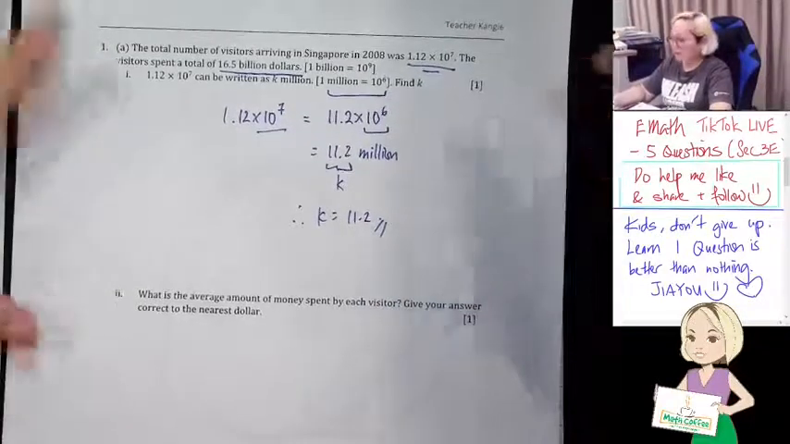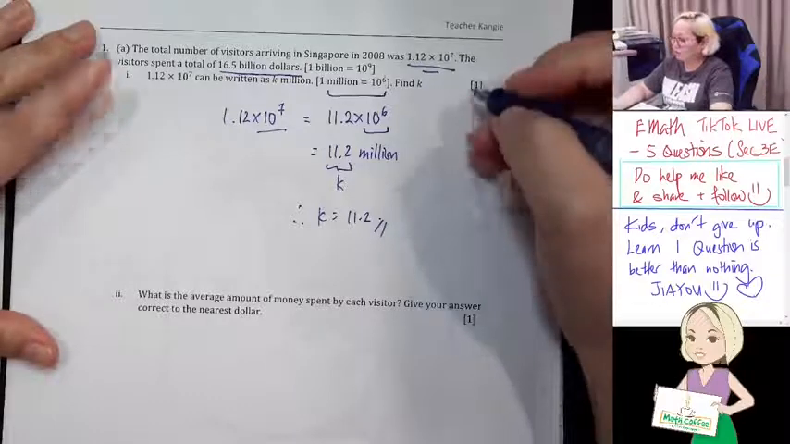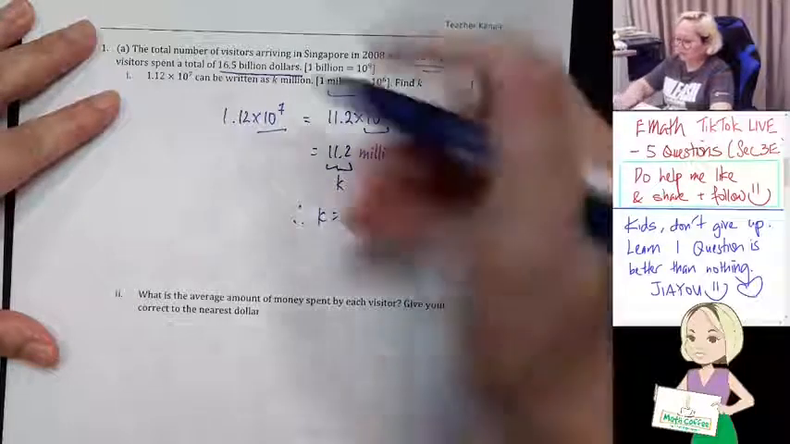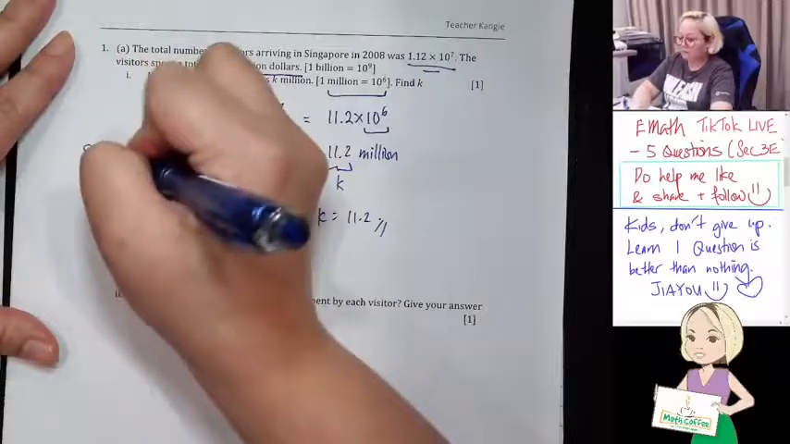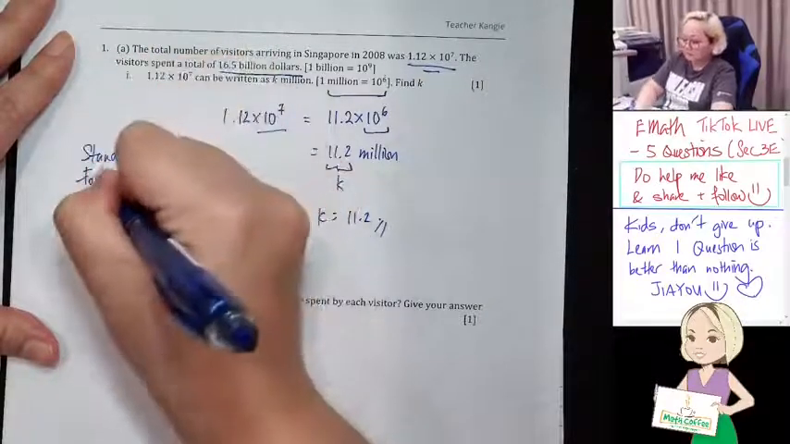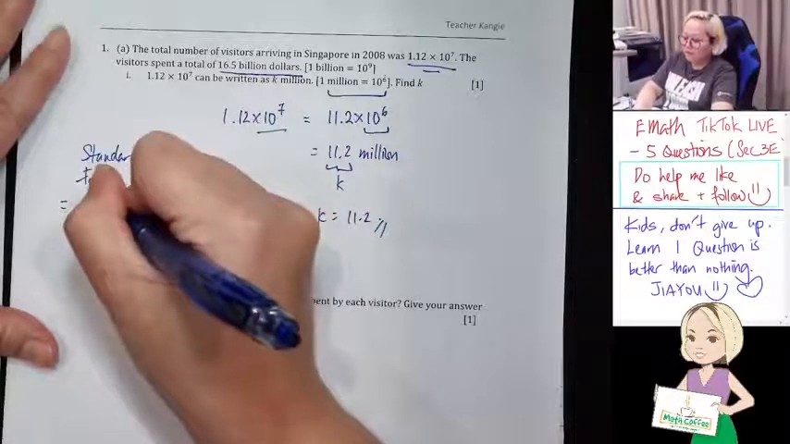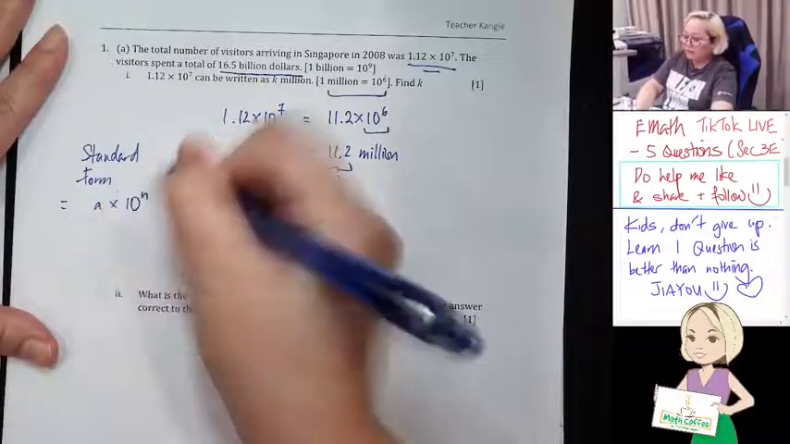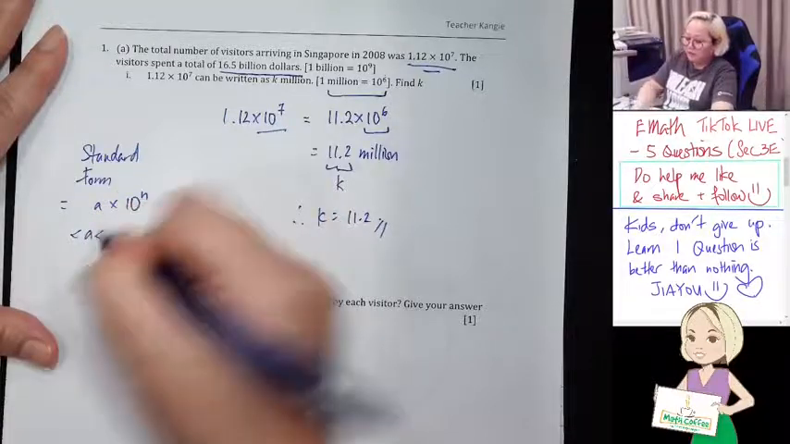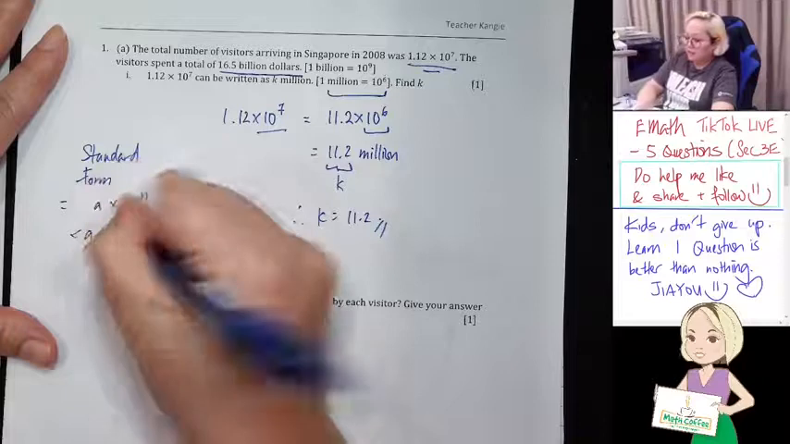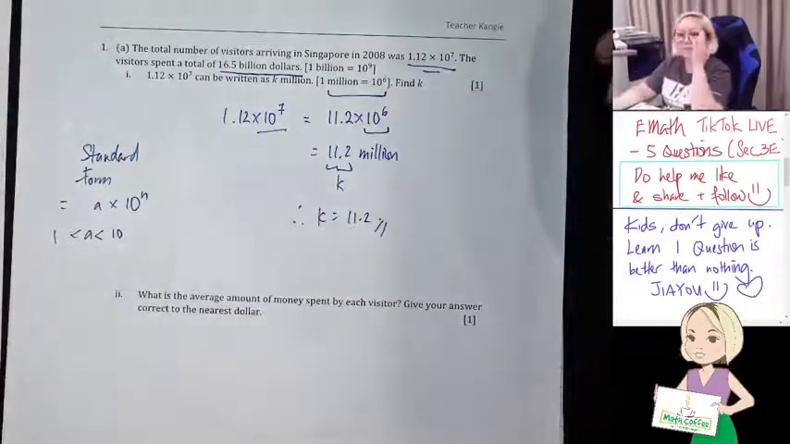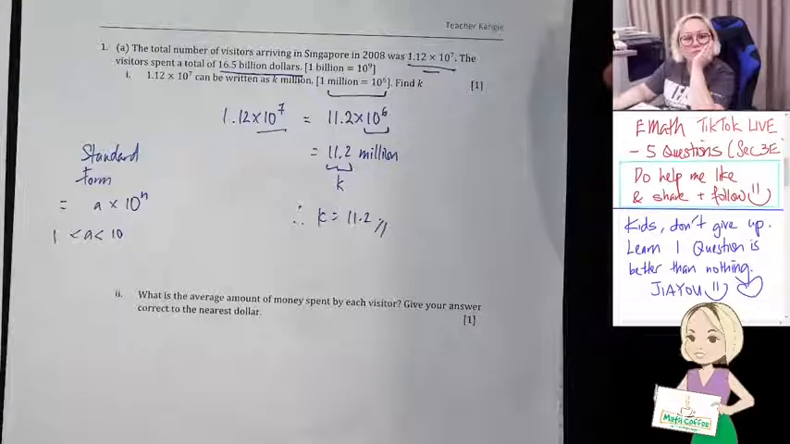So what is standard form? Standard form must be A times 10 to the power of something, and the A is less than 10 and more than 1. In other words, 1 digit. More than 1, less than 10.